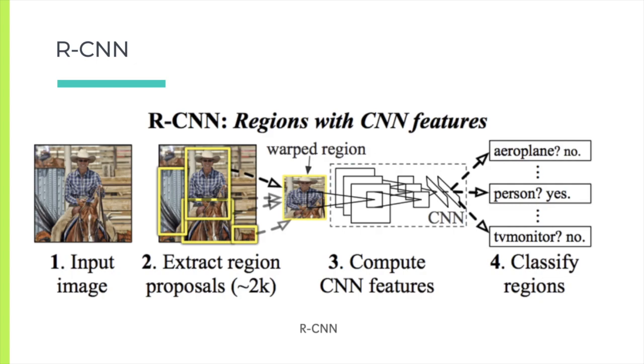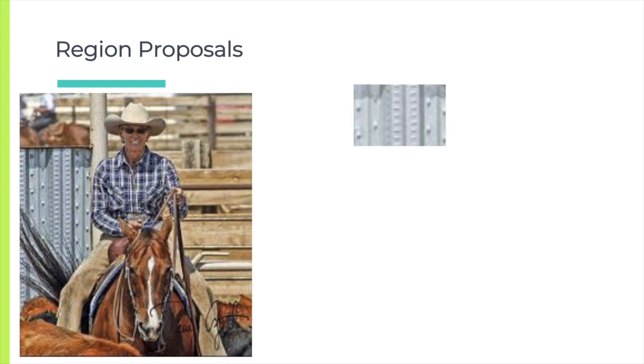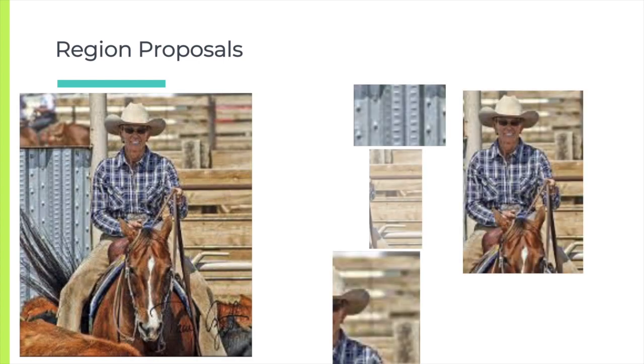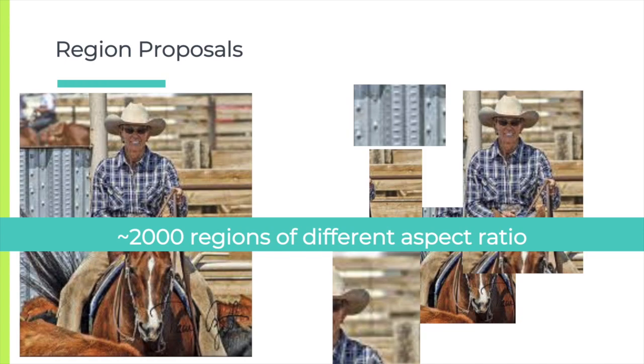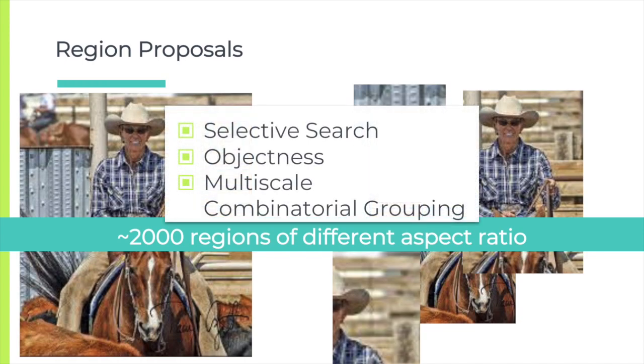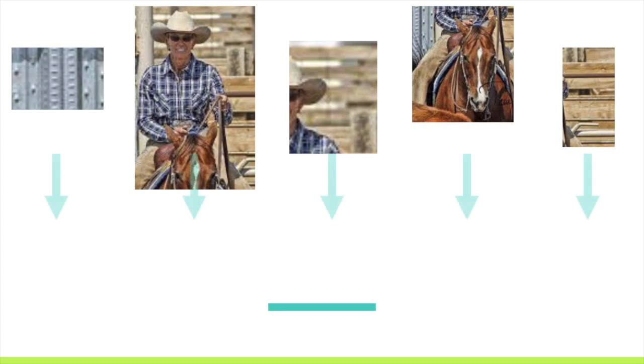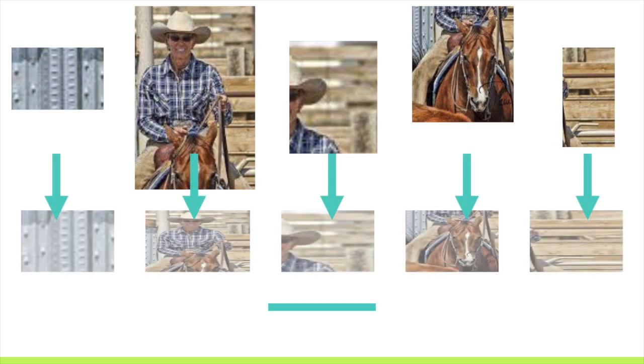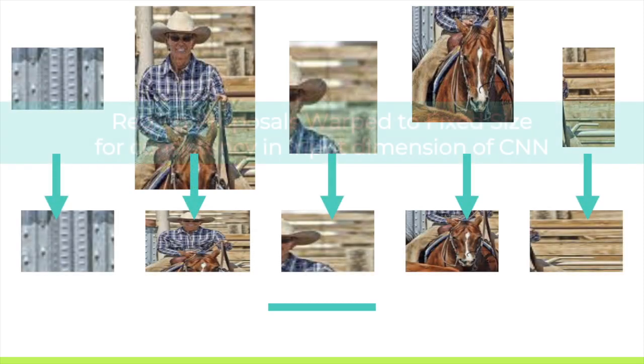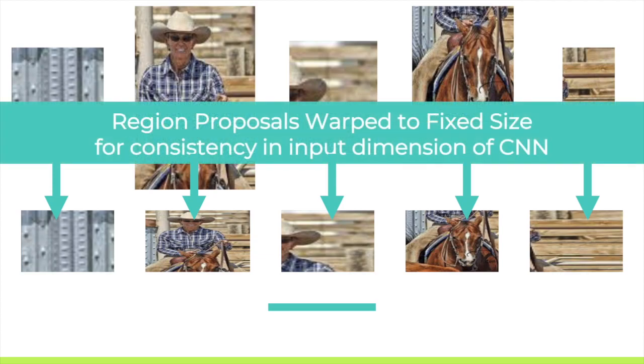In R-CNN, after we input our image, it first goes through a step called region proposals, during which around 2,000 regions of different aspect ratios are extracted from various locations in the image. R-CNN is agnostic to the region proposal method, and we can use different methods such as selective search, objectness, multi-scale combinatorial grouping, or any other algorithm. These region proposals then get warped into a fixed size in order to have a fixed input dimension for the CNN, which in turn produces a feature vector as an output.